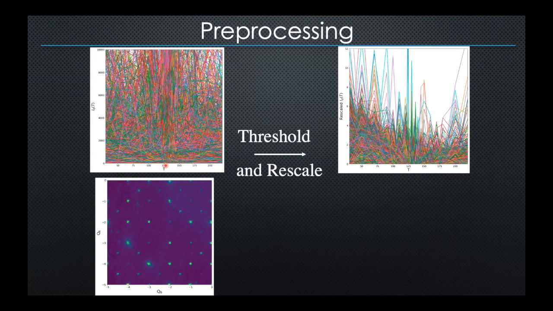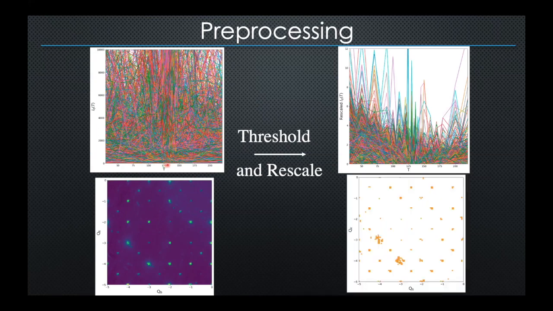And after thresholding and rescaling, we arrive at this kind of data set that still does not look immediately obvious in terms of what kind of different behaviors there are. But because we've thresholded, we reduced the volume of Q points that we have to keep track of to just the pixels that are covered by yellow.